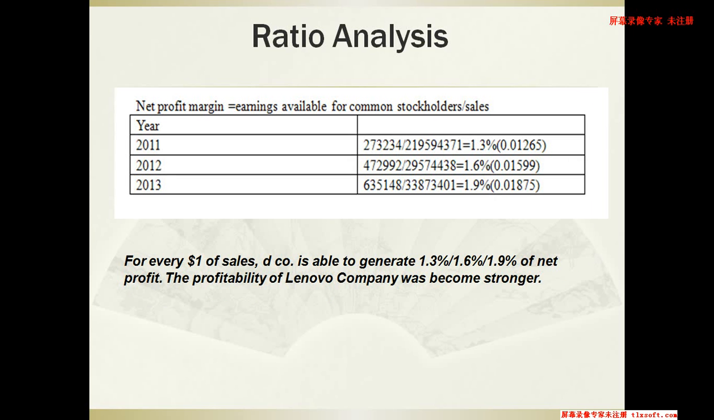At the net profit margin, for every $1 of sales, the company is able to generate 1.9% in the end of 2013, and it increased 0.6 from 2011, and the profitability of the company has become stronger.